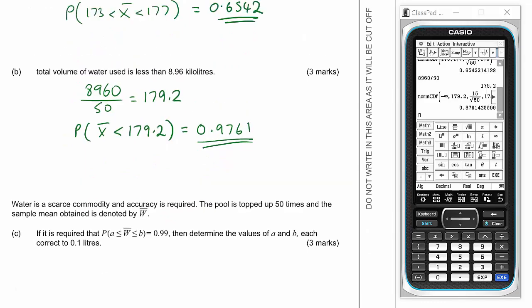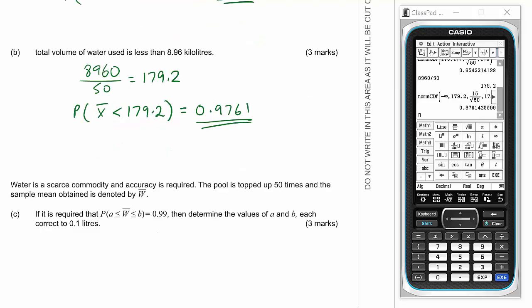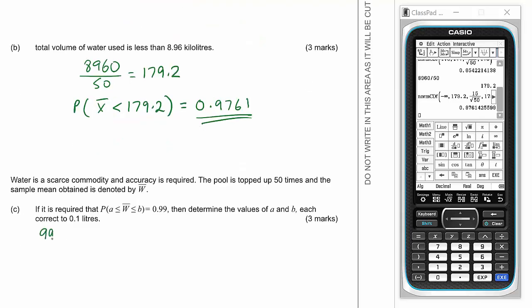Okay, so water is a scarce commodity and accuracy is required. The pool is topped up 50 times and the sample mean obtained is denoted by W bar. If it is required that the probability that W bar is between A and B is 0.99, then determine the values of A and B, each correct to 0.1 litres. In other words, what we want is a 99% confidence interval. So we're after a 99% CI.